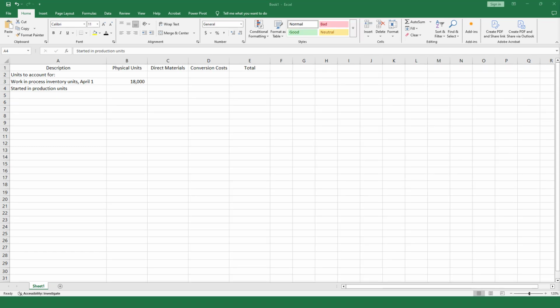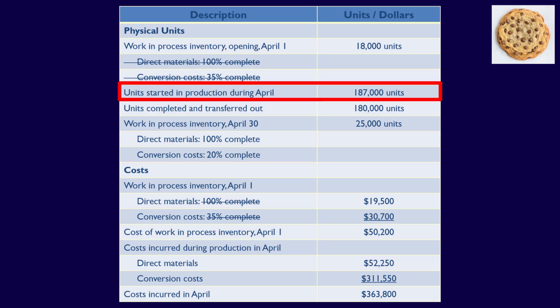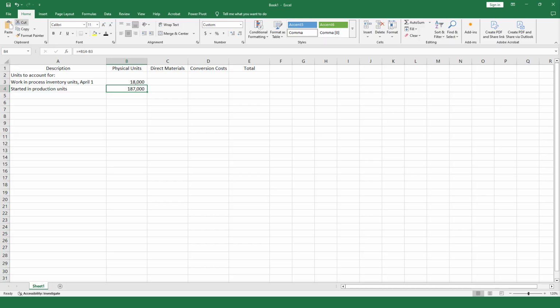We then need to add in the number of units we started during the period. We get that information from the question also. Units started in production during April was 187,000 units. We place that under column B, physical units, again, 187,000 units. Adding together the units at the start of the period with the units we placed into production during the period, we determine that the total amount of units that we have to account for in our process costing report is 18,000 units plus 187,000 units is equal to 205,000 units.